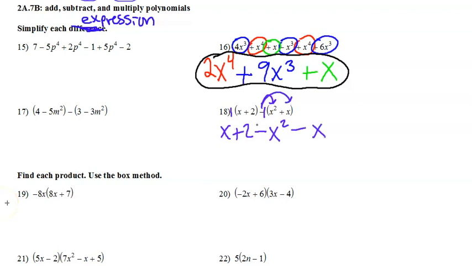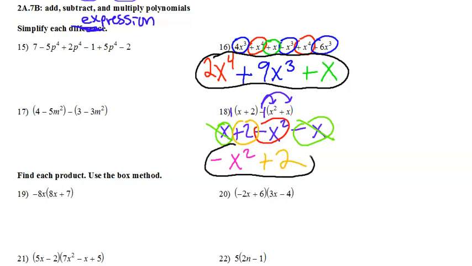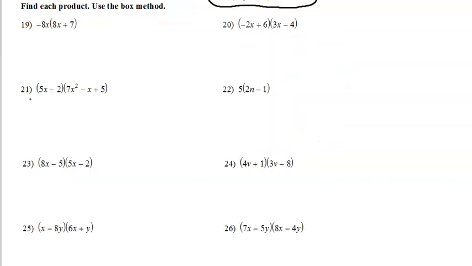From here, we'll combine like terms. Negative x squared, there's no other like terms there, so we're just going to put negative x squared right here. Let's add the x terms. x minus x is 0 x's, so we don't have to write that for a simplified expression. And then at the end, we have a plus 2. So our simplified expression is negative x squared plus 2. Let's look at the next ones.